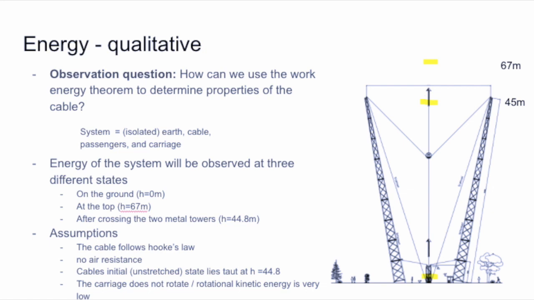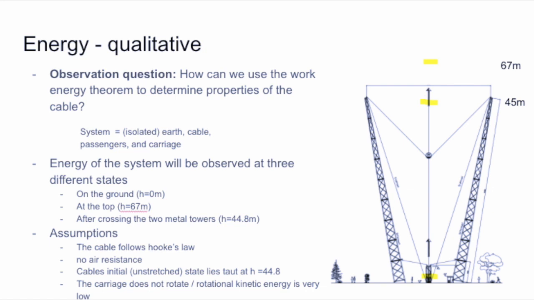And then in our system, we will observe the energy at 3 different states: on the ground where h equals 0, at the top where h equals 67, and after crossing the two metal towers at around h equals 45 meters, which you can see on the right.